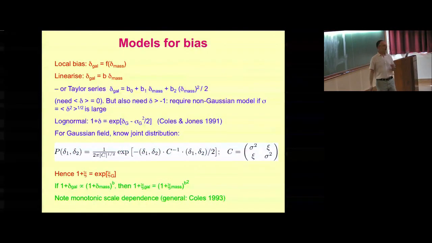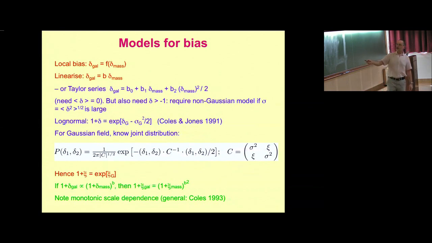Why is the constant term there? The answer is that delta equals 0 always defines the mean density. So if you take a nonlinear function of the mass density as you are here, one term has an average of 0, this one has non-zero average, so you need a constant to subtract it.